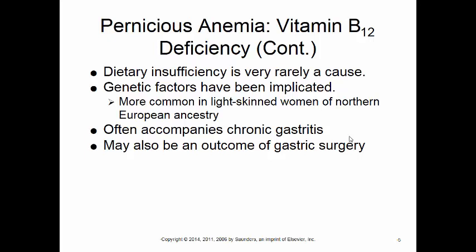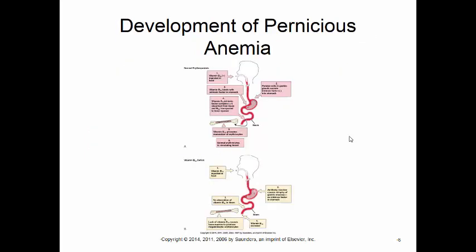It often accompanies chronic gastritis, which is inflammation of the stomach, where there's damage to the cells of the stomach, and that's usually where we get the damage to the cells that produce the intrinsic factor. If you remember, the cells that make the acid, which are parietal cells, also make the intrinsic factor. And it also can be an outcome of gastric surgery where the cells are damaged through the surgery.